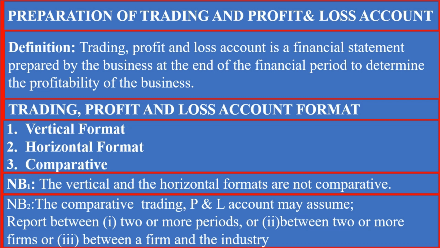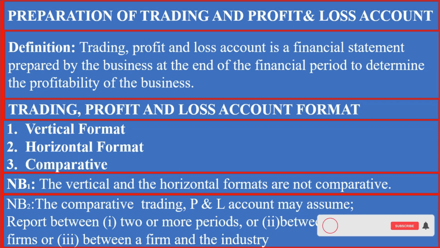Or the trading profit and loss account format can take a comparison of information between two or more firms. In this case, we may be looking at the trading profit and loss account for company A, company B, and company C, which may all be operating in the same industry. And then lastly, Roman 3, the comparative information may take the form of a comparison between a firm's trading profit and loss account and the industry's trading profit and loss account. In this case, we benchmark the individual outcome of a single firm vis-a-vis the average of the industry.